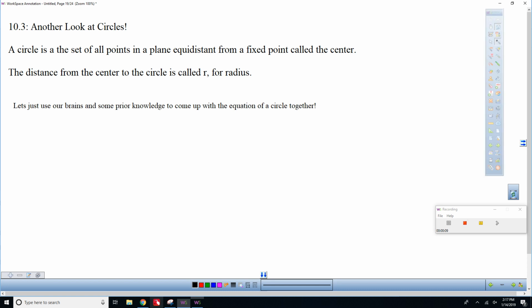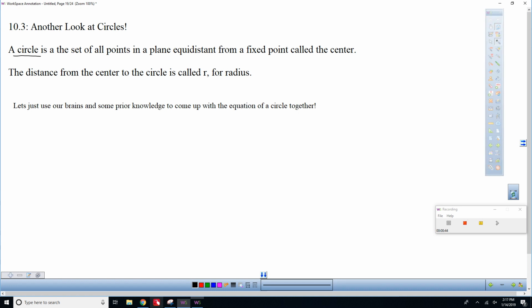Okay? A circle, by definition, is the set of all points in a plane equidistant from a fixed point called the center. You guys are probably familiar with that. Here's a little question. What if I got rid of this phrase here? What is the set of all points equidistant from a fixed point called the center? That would be a sphere, okay? And we do have an equation for a sphere, and you'll learn that in multivariable calculus. But it's very similar to a circle, to be honest.